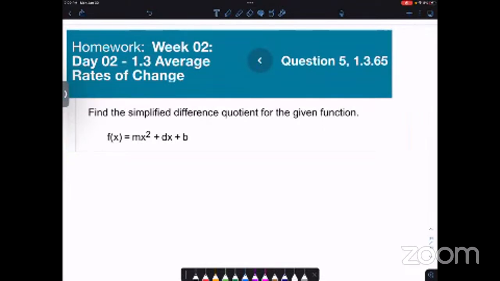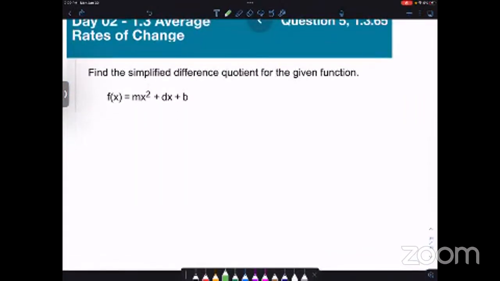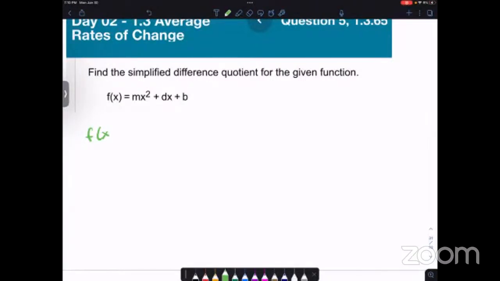Okay, difference quotient, right? So find a simplified difference quotient. The difference quotient didn't say the derivative. The difference quotient is just going to be f of x plus h minus f of x over h, right? We're using that f of x in this difference quotient.